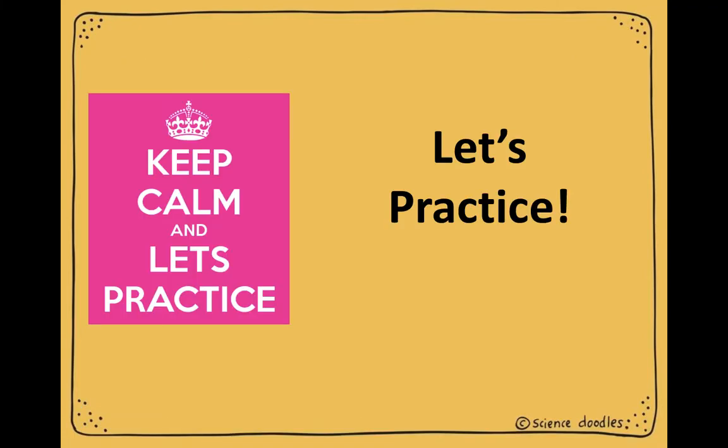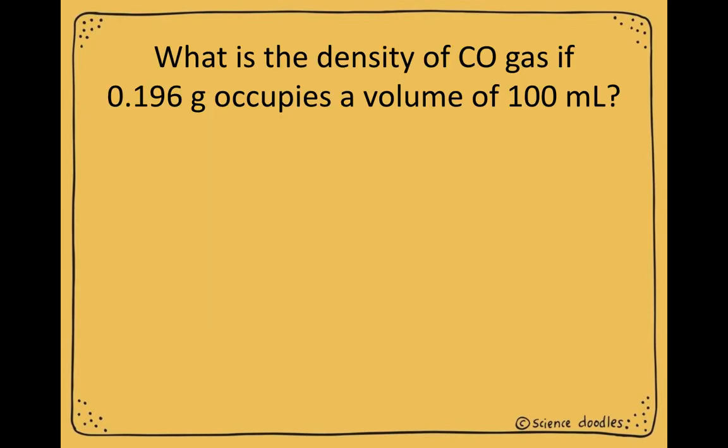All right, let's do some math problems to solve for the different variables of density. D equals m over v. Our first problem is, what is the density of carbon monoxide gas if 0.196 grams occupies a volume of 100 milliliters? So let's go ahead and fill in our variables and what we know. I'm going to go to my dry erase board.